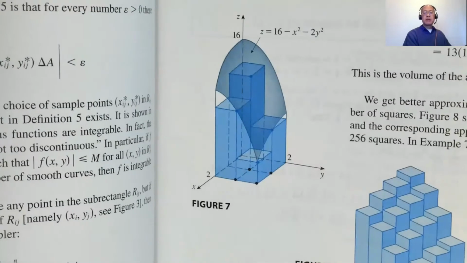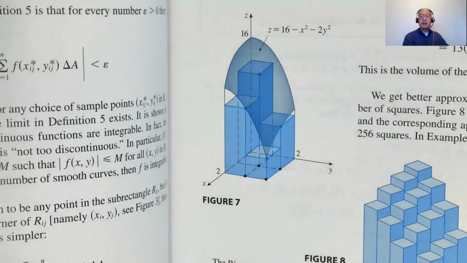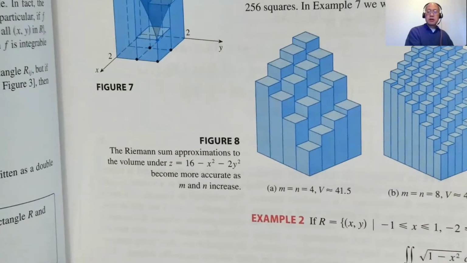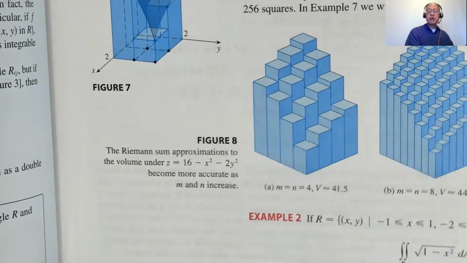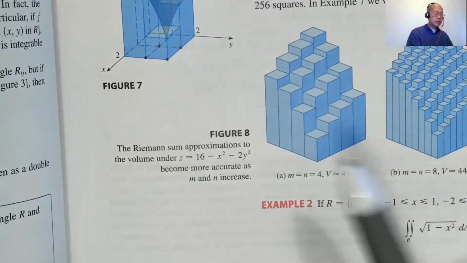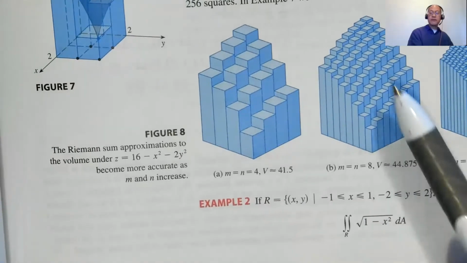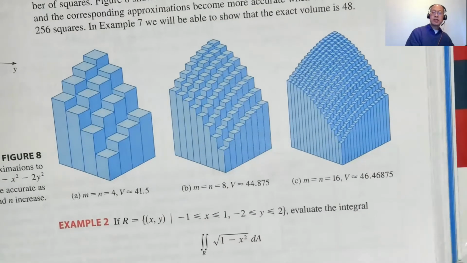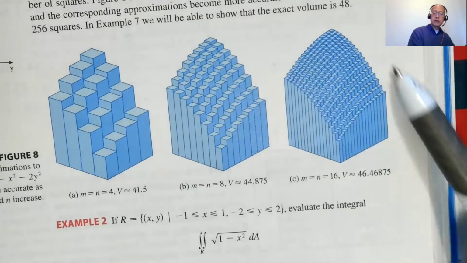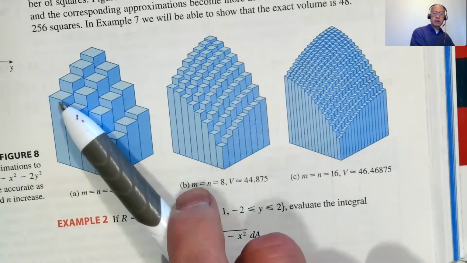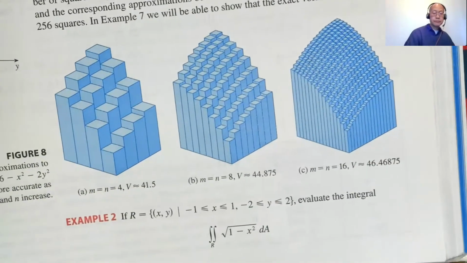Okay, so here's a function. We're trying to estimate the volume underneath z equals 16 minus x squared minus 2y squared. Figure A, m equals n equals 4, so 16 high-rise buildings. Here you have m equals n equals 8, so 64 high-rise buildings. And this is 16 times 16, 256 high-rise buildings. So clearly, this approximation of the volume is better than this one would be.